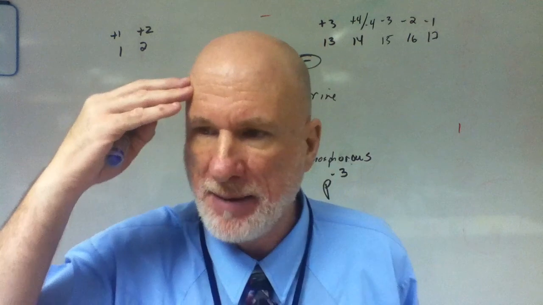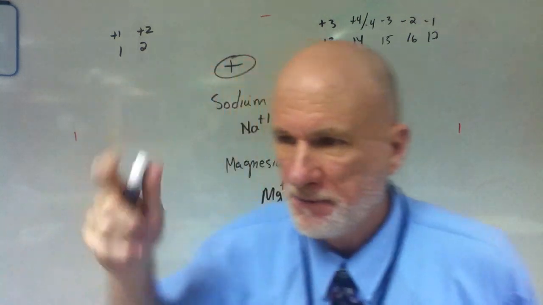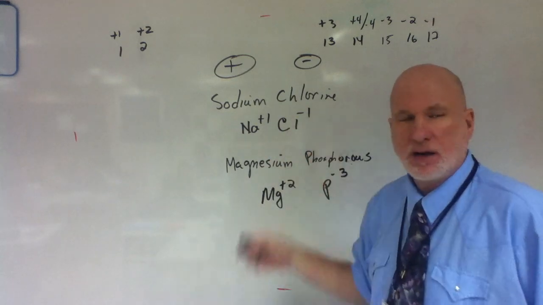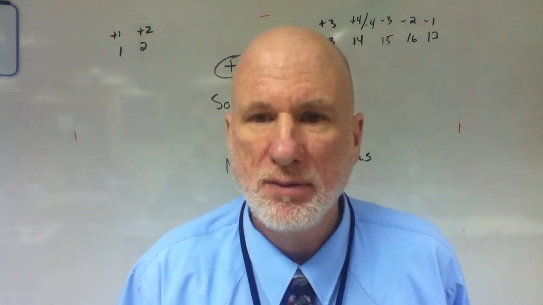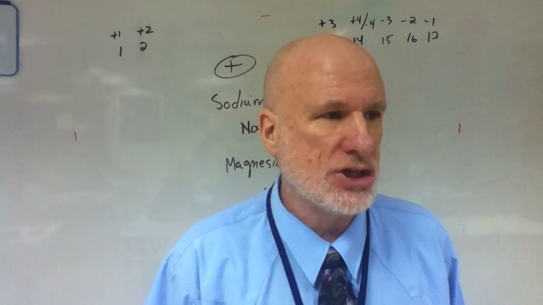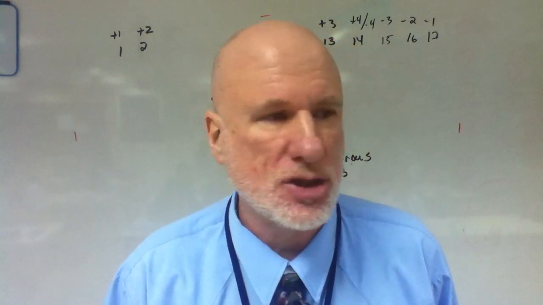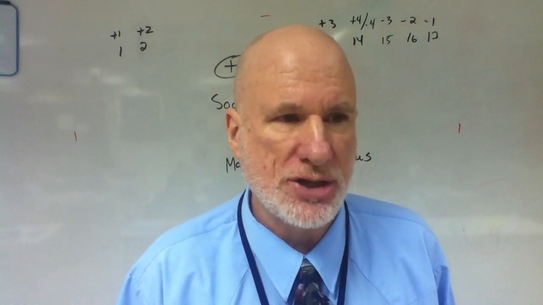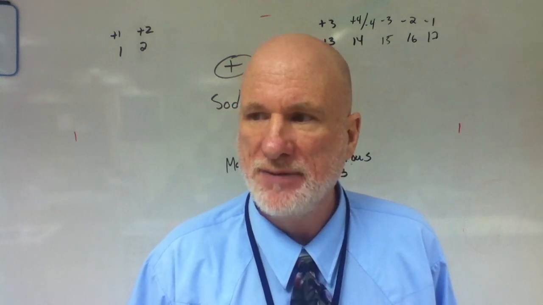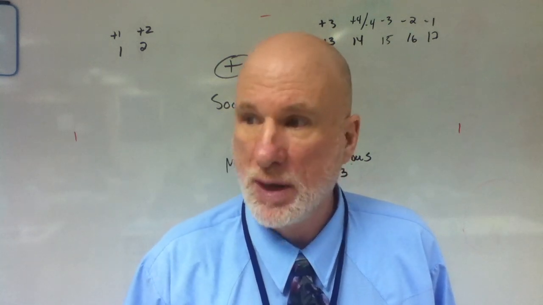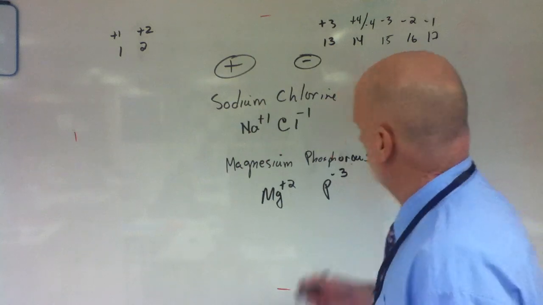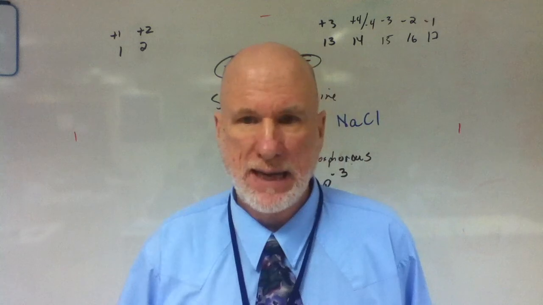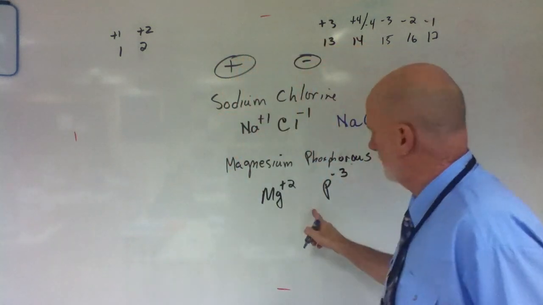Now, here's where you have to be able to add integers. How many of each do you need for it to equal 0? The lowest ratio, the smallest combination of plus and minus charges to equal 0. How many of each? One of each, right? How do you write that? Isn't that it? Yes? How about this one here?